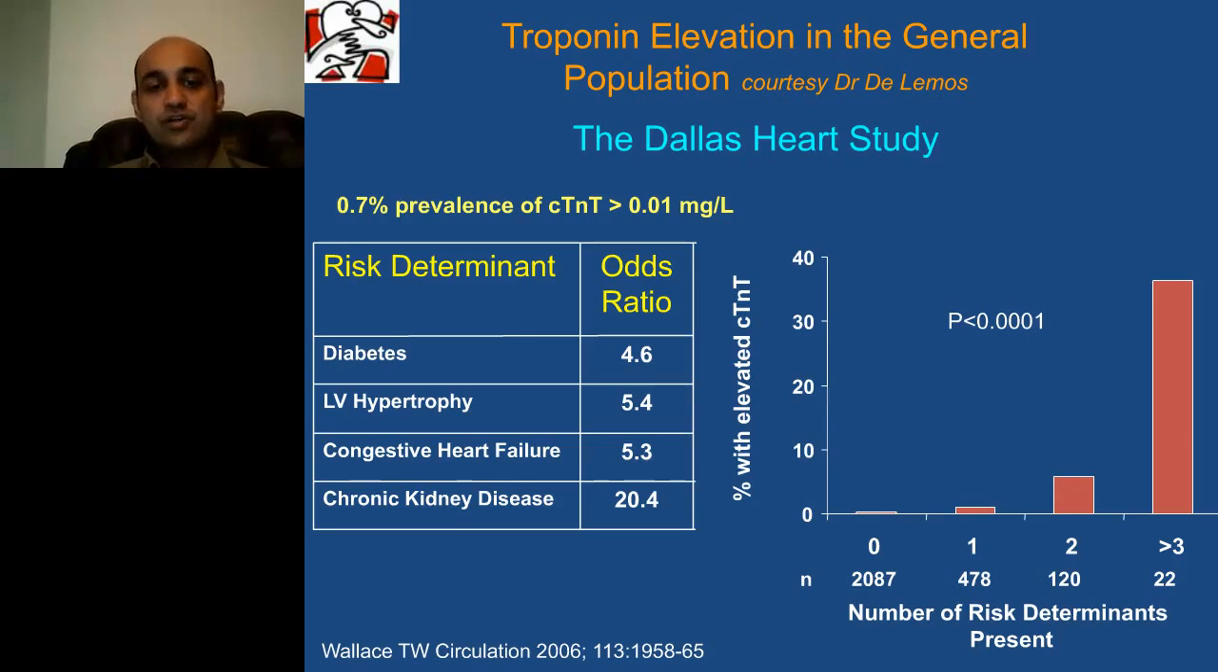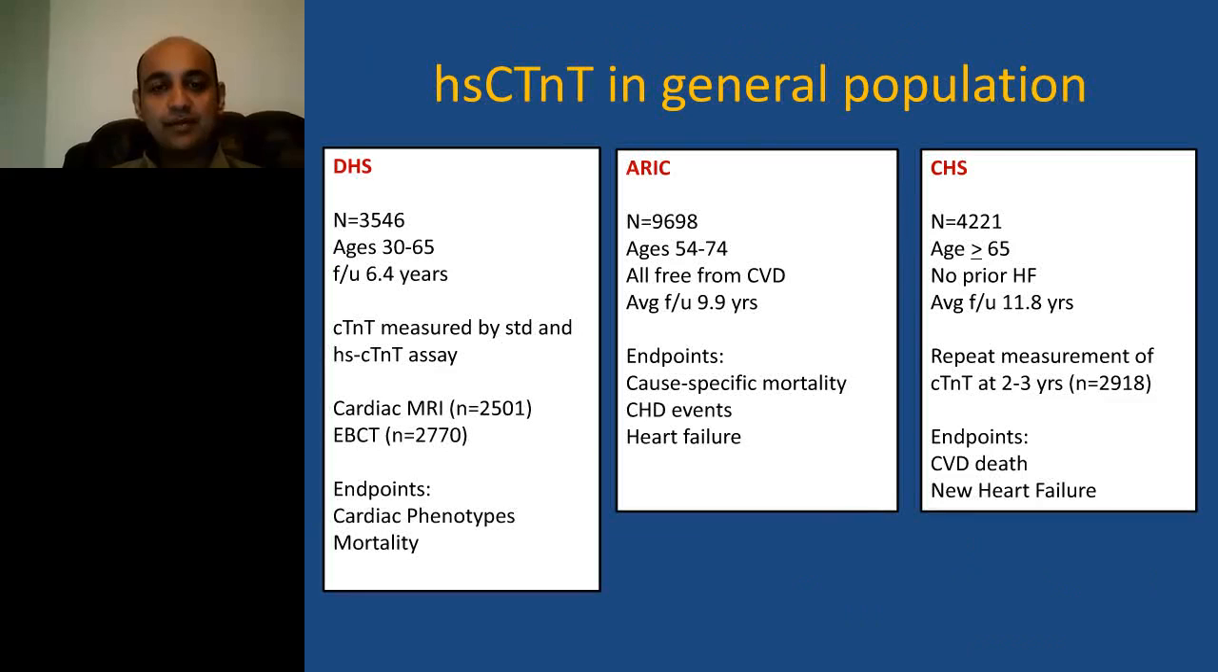Now, with the newer generation troponin that came to fore, you had the ability potentially to detect more people with such abnormalities. So around the same time in 2011, 3 studies looked at this higher sensitivity troponin. The Dallas Heart Study is the one on the left over here, to the left of me, and I guess to the right of the screen. The Dallas Heart Study was a younger age group, 30 to 65 years of age. They had about 3,546 individuals, and they had a 6.4-year follow-up period. They measured troponin both with a standard and a higher sensitivity troponin assay.